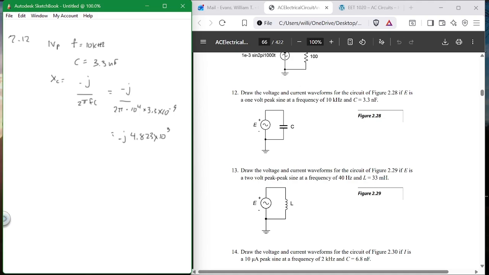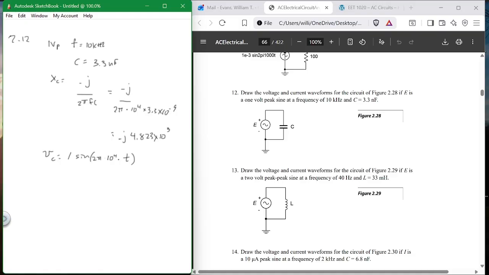V across this capacitor is equal to what? It's equal to 1 volt times sine of 2 pi times 10 to the fourth times T. That's my voltage. Voltage across the capacitor is equal to that. Why is that? Because if it's voltage here, it's got to be the same voltage here. So if the voltage across this is equal to that, the voltage across here is equal to that.